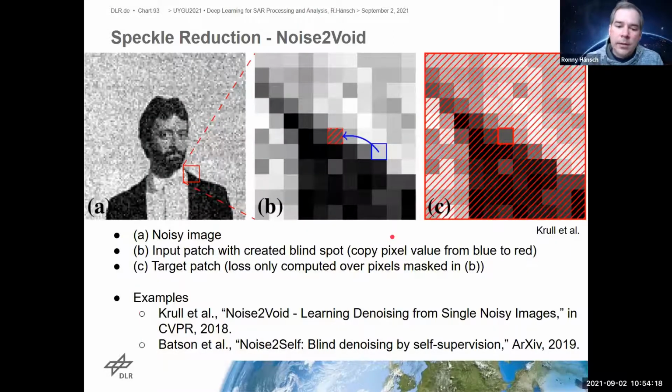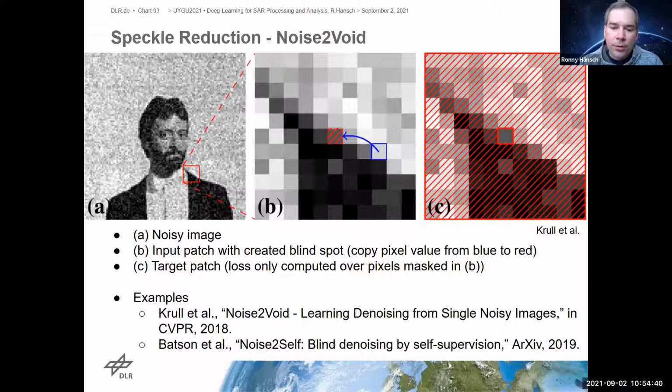Another idea is taking this even a little bit further. So for this noise to noise idea, you still have to have different noisy versions of your input images, right? So you have to have images of the same scene, but taken at different timestamps, for example. That was done in the volcano example.